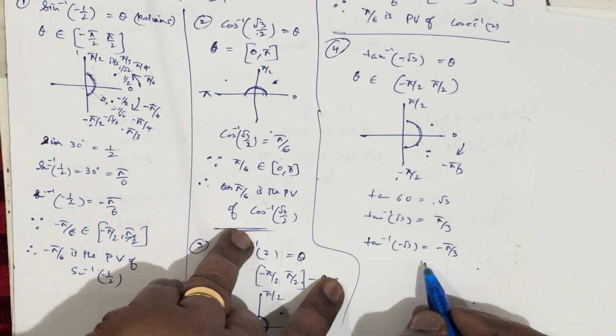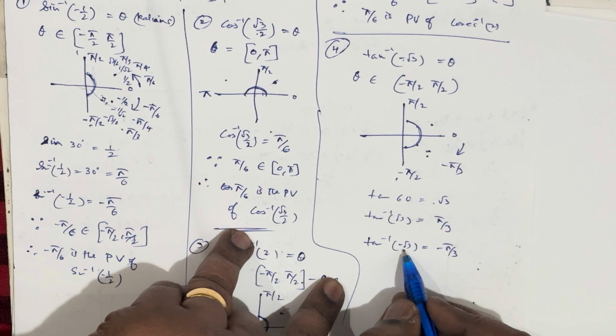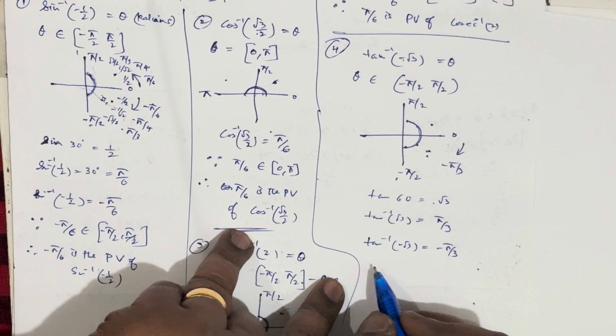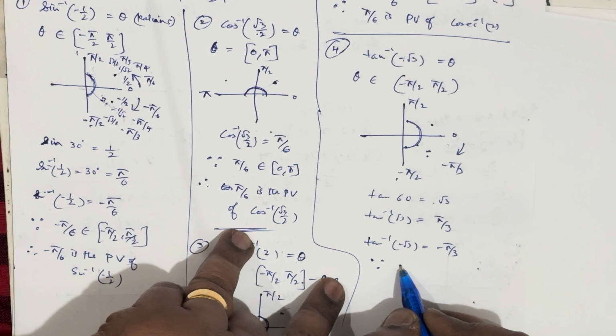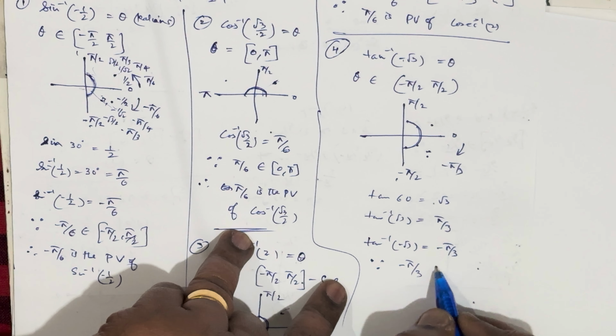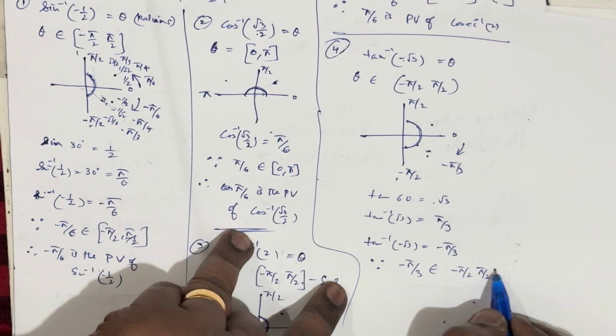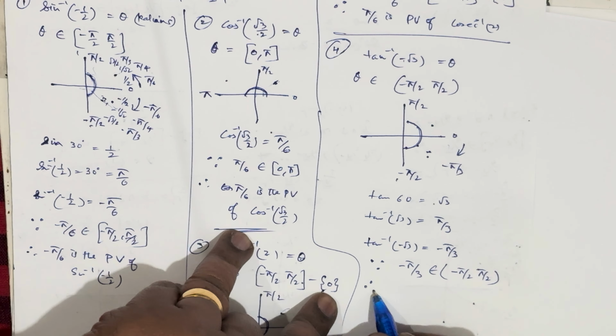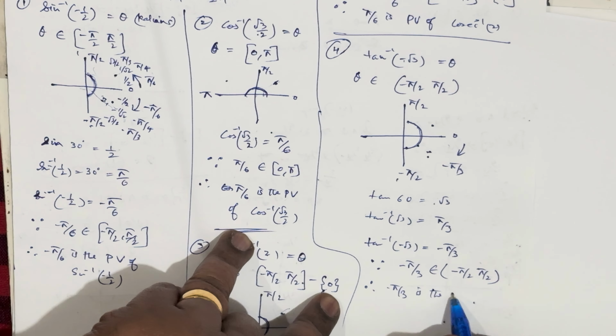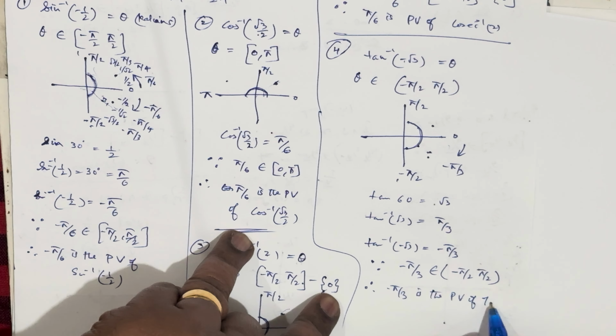Okay, so we can say that tan inverse minus root 3 is equal to minus pi by 3, since minus pi by 3 belongs to the range minus pi by 2 to pi by 2, open interval. Therefore minus pi by 3 is the principal value of tan inverse minus root 3.